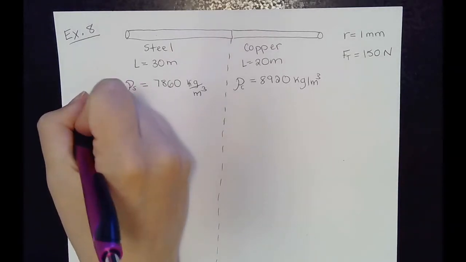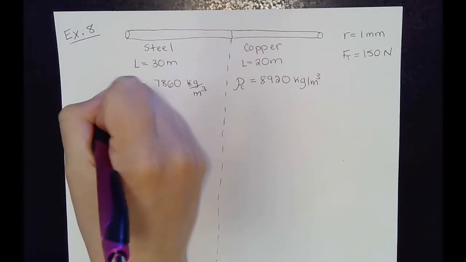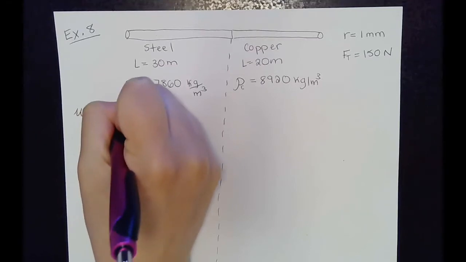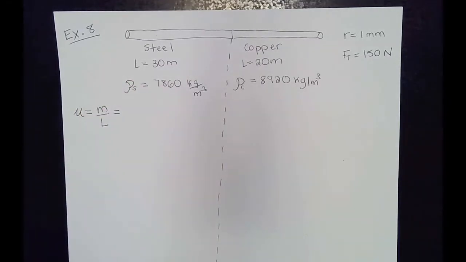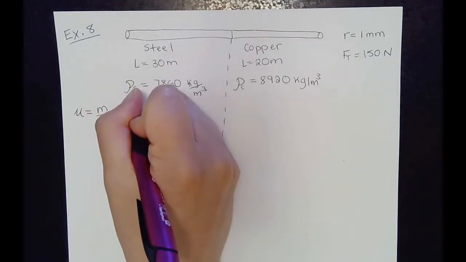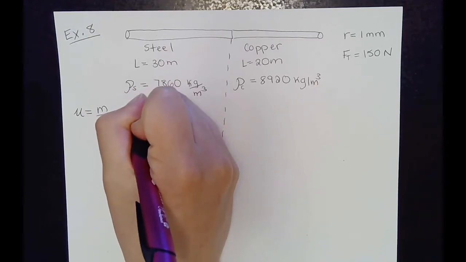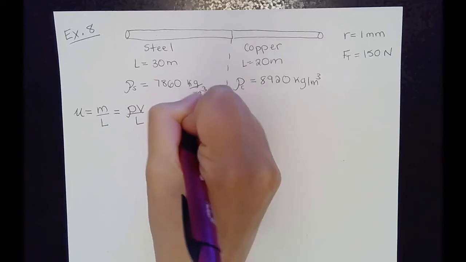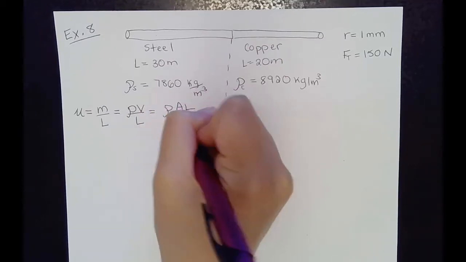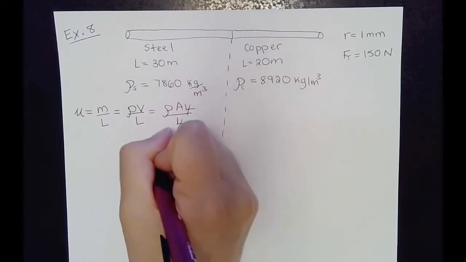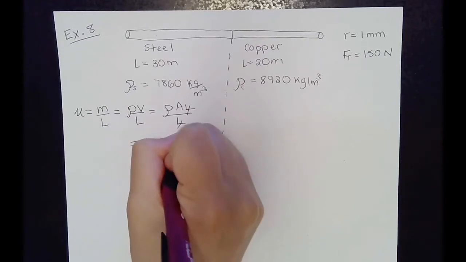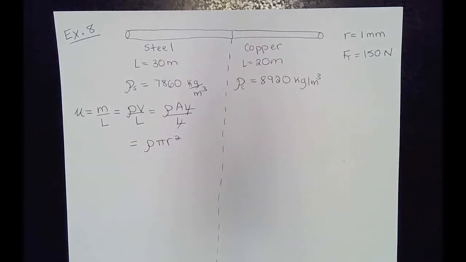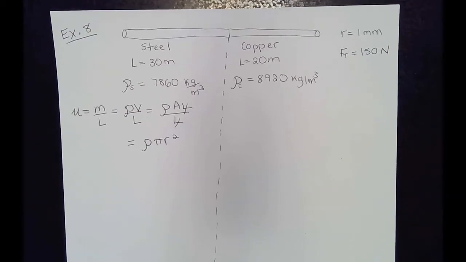Okay, so we want to use μ = m/L. We don't have the mass, instead we have the density and the dimensions. So we can plug in for mass: density times volume over length, which is density times area times length over length, and that will cancel. So we'll have density times the cross-sectional area, which is πr².